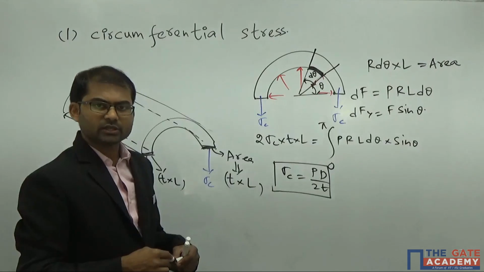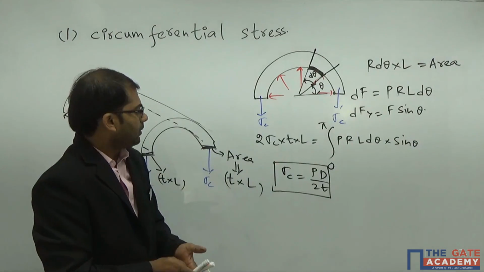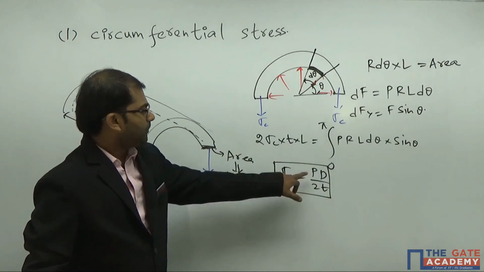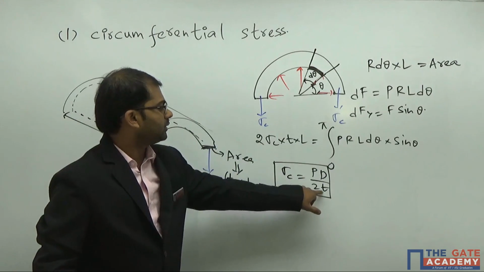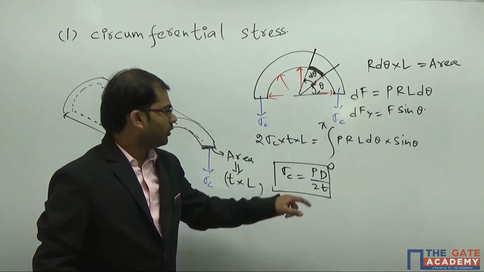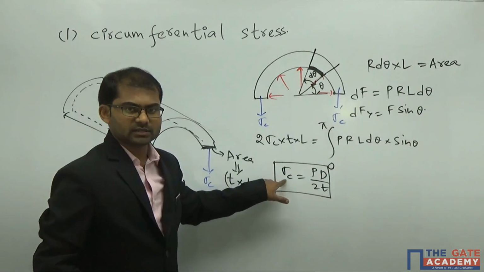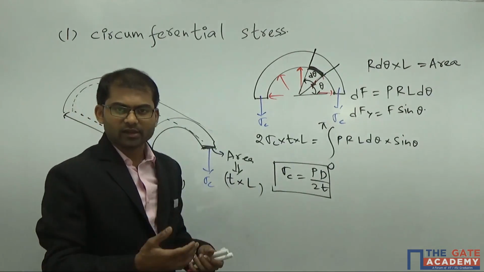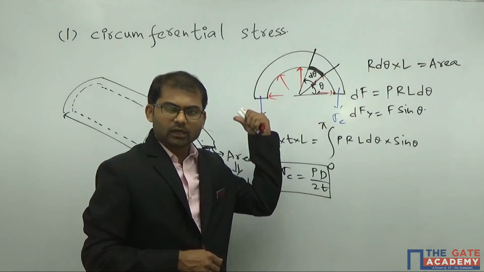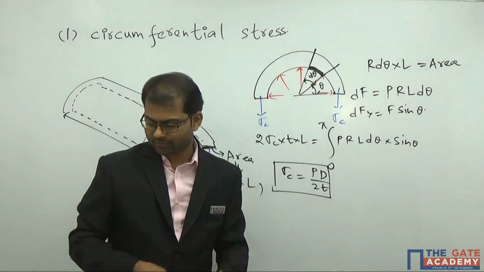So the value of the circumferential stress is given by pressure into diameter by 2 into thickness of the material. So the more the diameter, the more the stress. The less the thickness, the more the stress. Okay. Now let's evaluate the value of the longitudinal stress or axial stress.